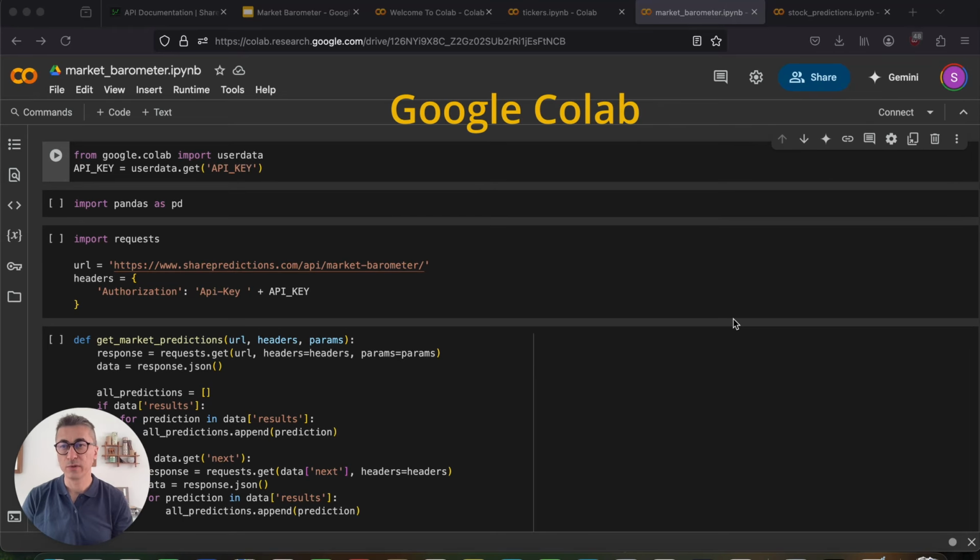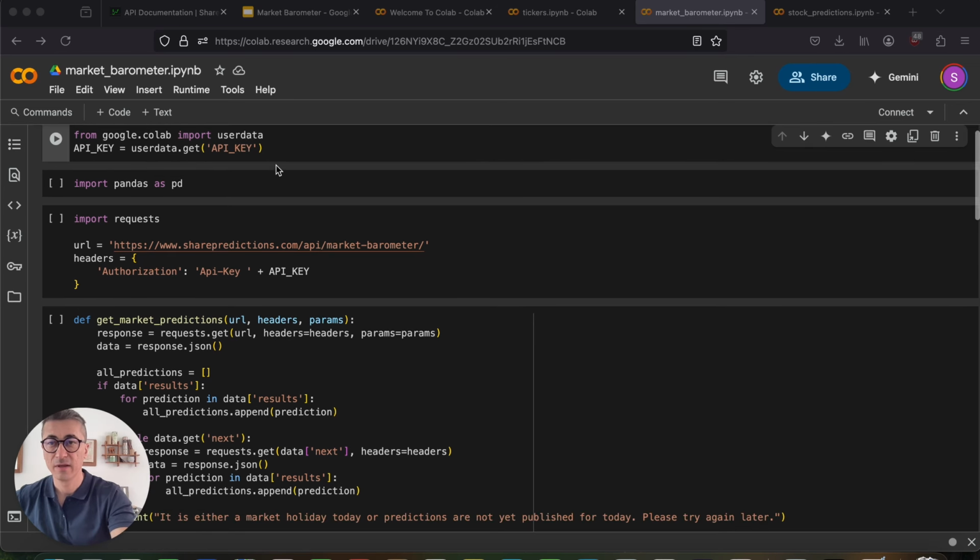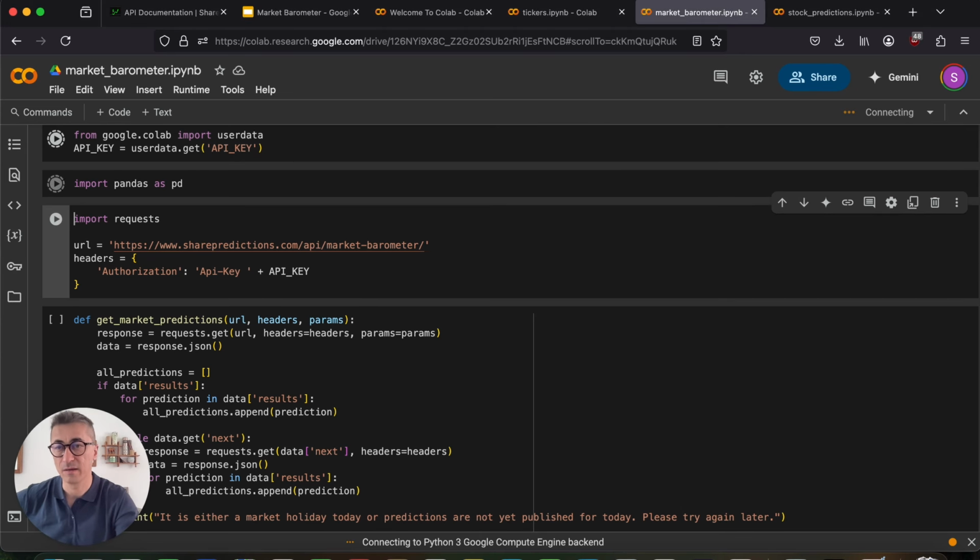So after having all this information in place, let's have a look at the code examples to understand how we can use these endpoints to get the data that we need for market level predictions. We are using Google Colab, as mentioned in an earlier video. We have our API key in an environment secret or variable. This is how we get it. We are also using pandas to manipulate the tables in Python.